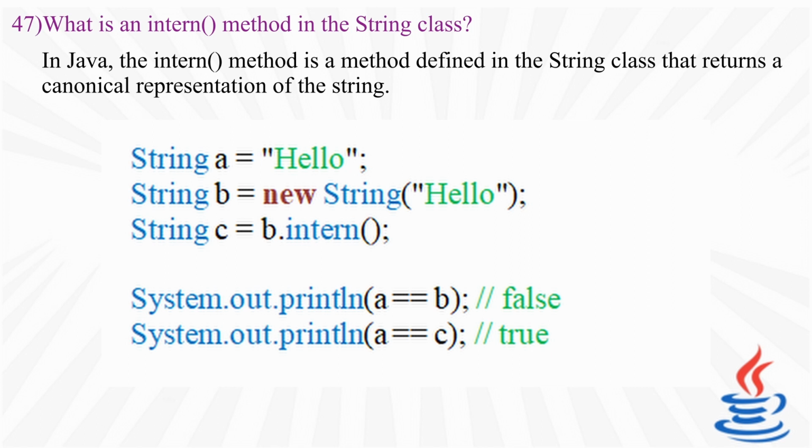For example, consider the following code snippet. In this code, a and b are two separate string objects, even though they contain the same string value hello. When intern is called on b, it returns a reference to the string in the pool, which is the same as a. Therefore, the second print statement outputs true.